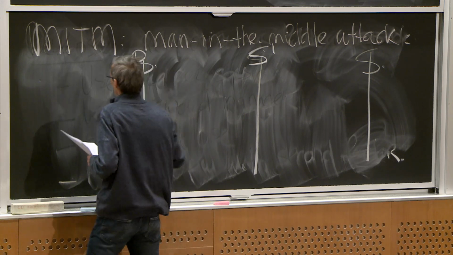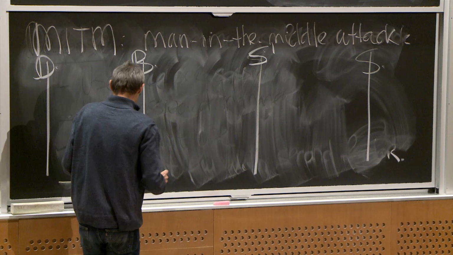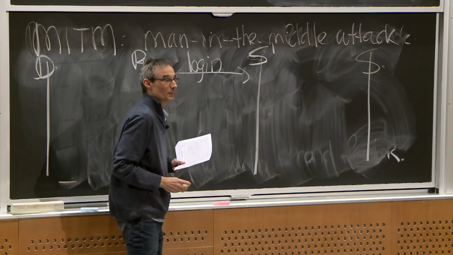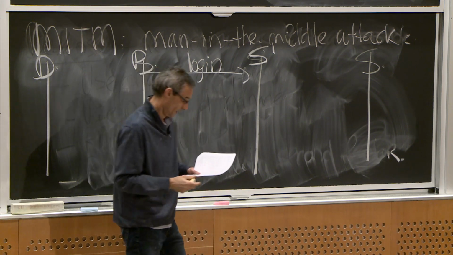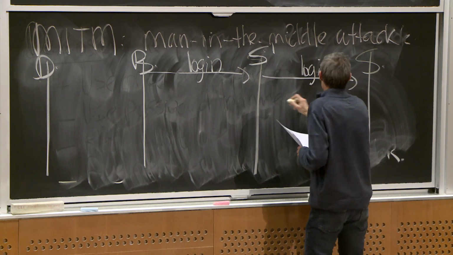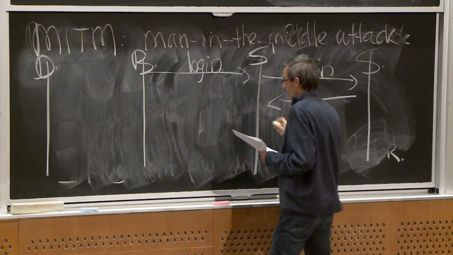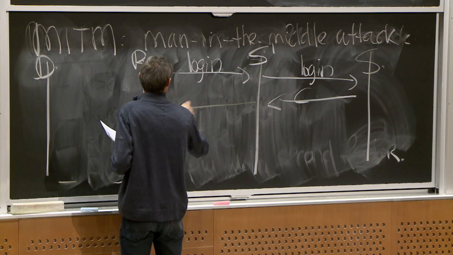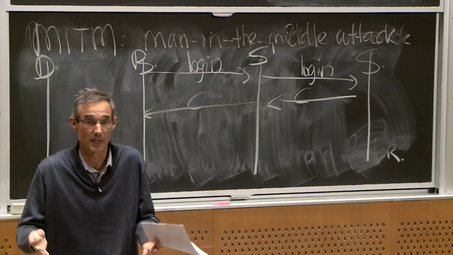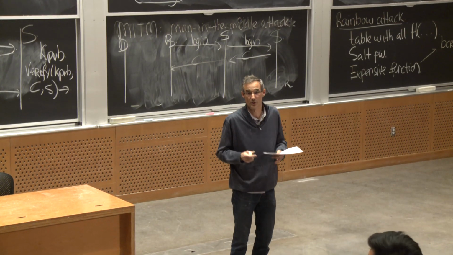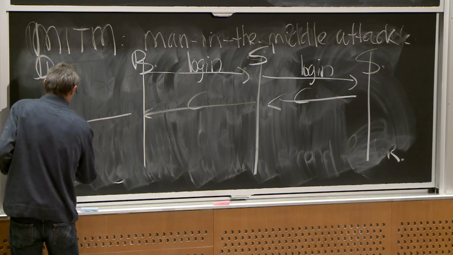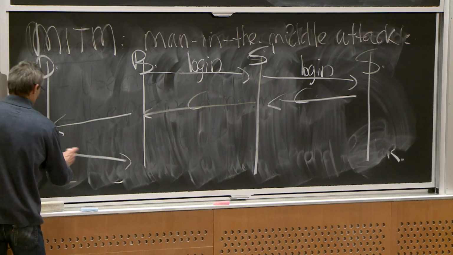Here we have our browser, and we still have our device. The browser sends a login request to S prime, believing that it's talking to S. The attacker forwards the login request to S. S picks a challenge, C. The attacker gets the challenge and forwards it to the browser. The browser sees, oh, google.com is asking for a signature on this particular challenge. The browser sends it to the device. The device produces the signature for this challenge.